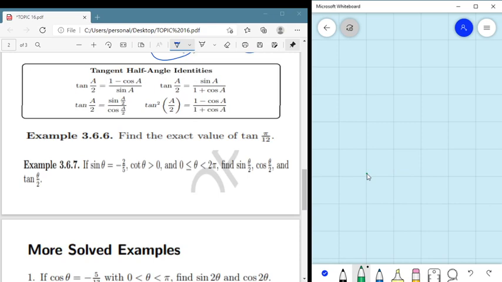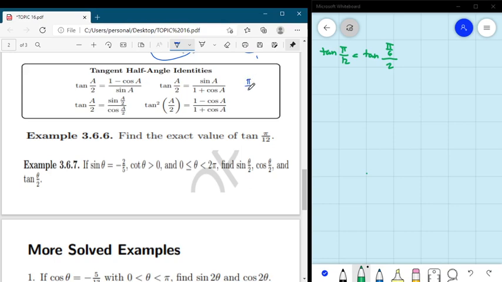Okay. So, next is example 3.6.6. We are going to find the exact value of tangent pi over 12. Notice that tangent of pi over 12 is the same as tangent of pi over 6 all over 2. Right? Pi over 6 over 2 is equal to pi over 6 times 1 half, and that would give us a value of pi over 12. So in this case, our A is pi over 6.